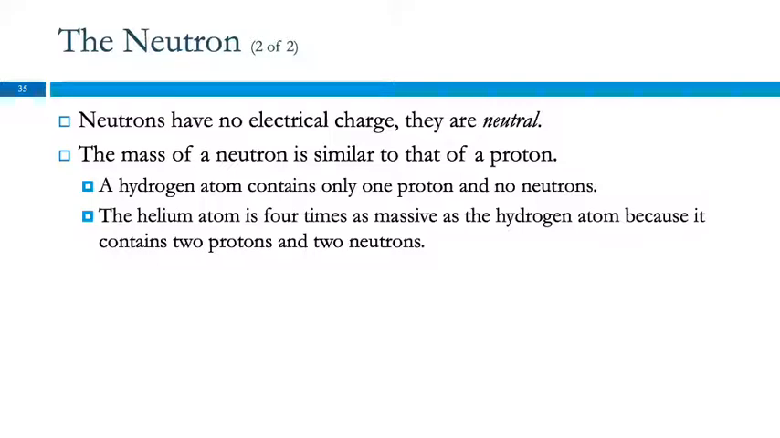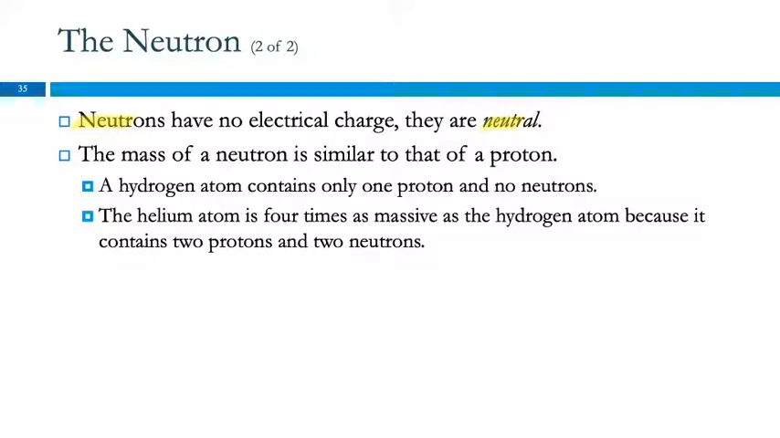So the names here are suggestive. Neutron, neutral, right? Proton, positive. So the neutron is similar in size to a proton, but instead of having a positive charge, it has no charge. So this explained the discrepancy they saw between hydrogen and helium. So the hydrogen atom has 1 proton and no neutrons.